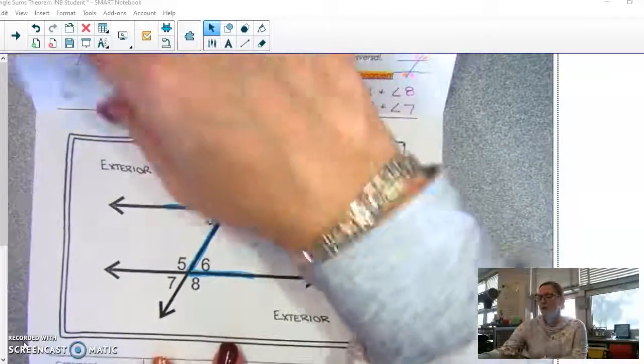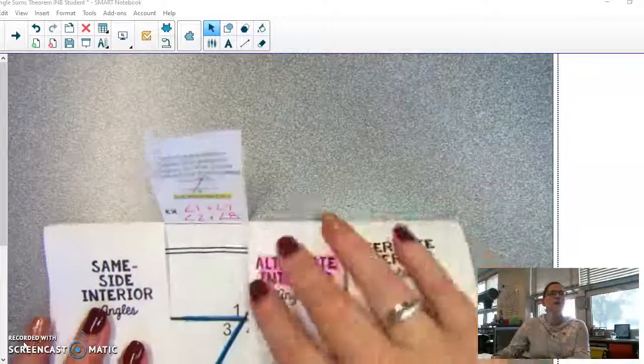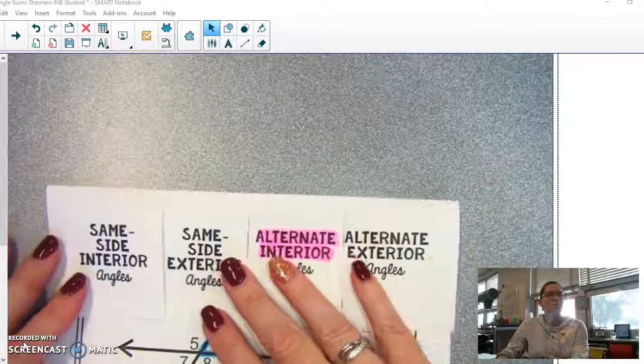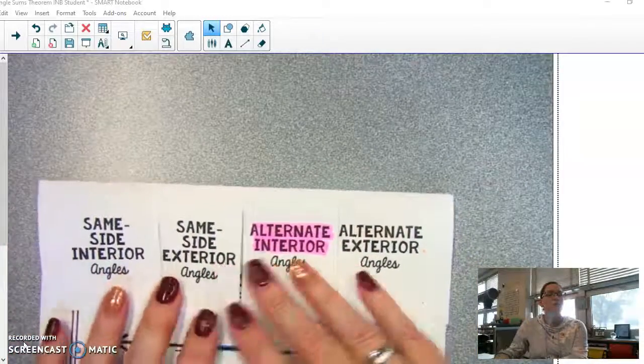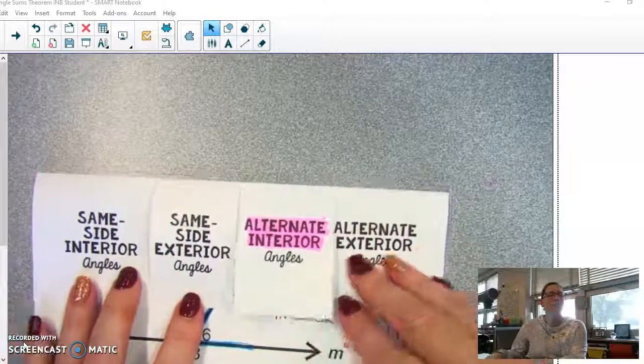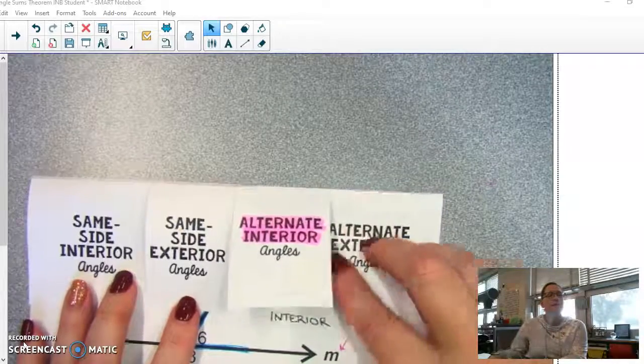All right, so I'm going to skip the ones that aren't required as of right now, and then at the end, I'll put them up on display so you can decide if you want to fill them all in. So same side interior, same side exterior, we're going to skip for right now, but we have alternate interior angles.